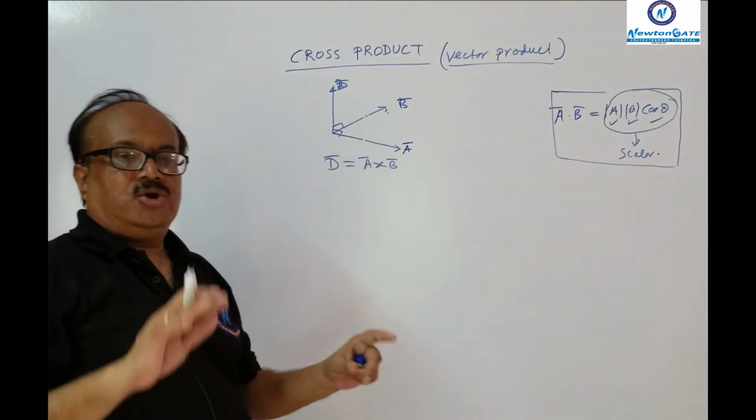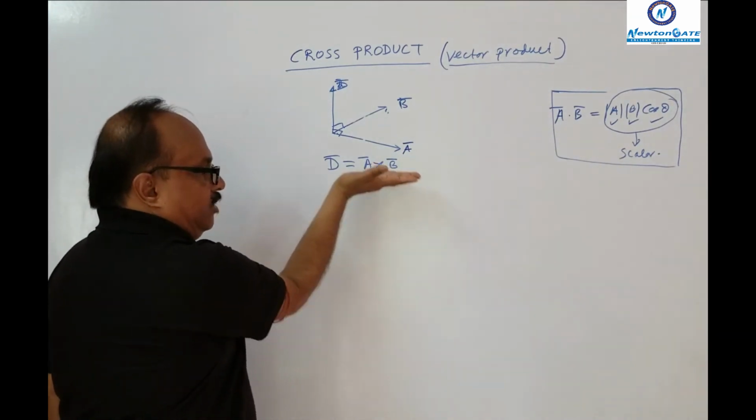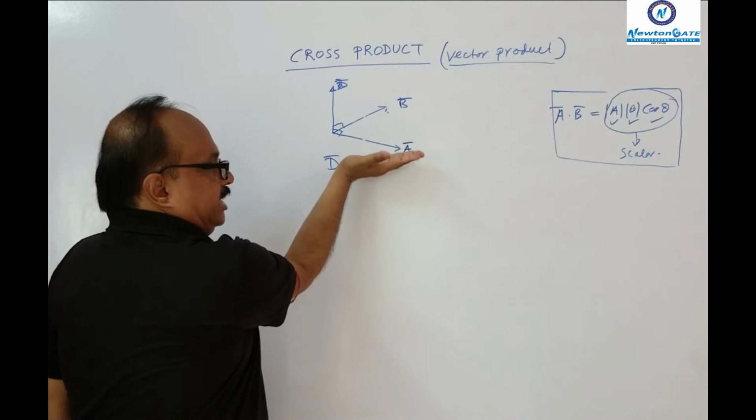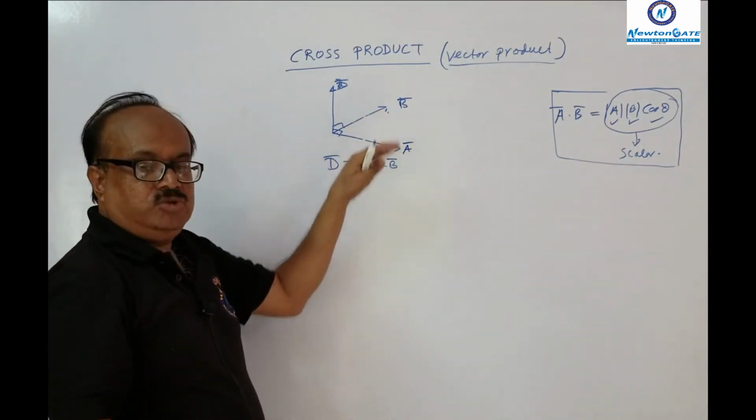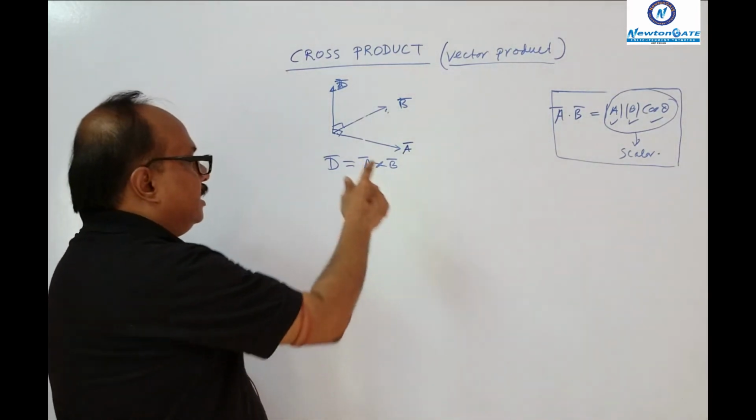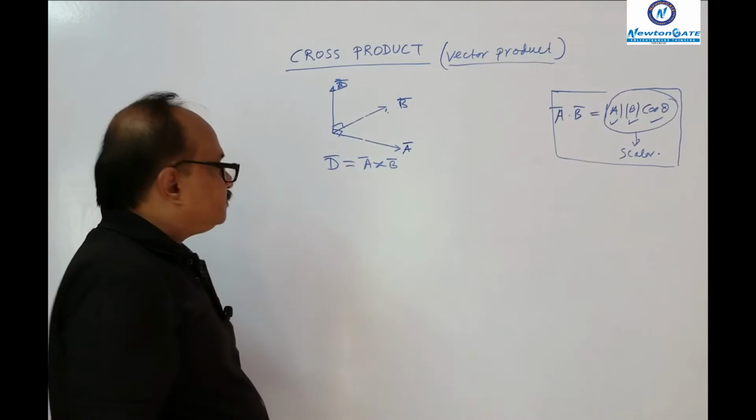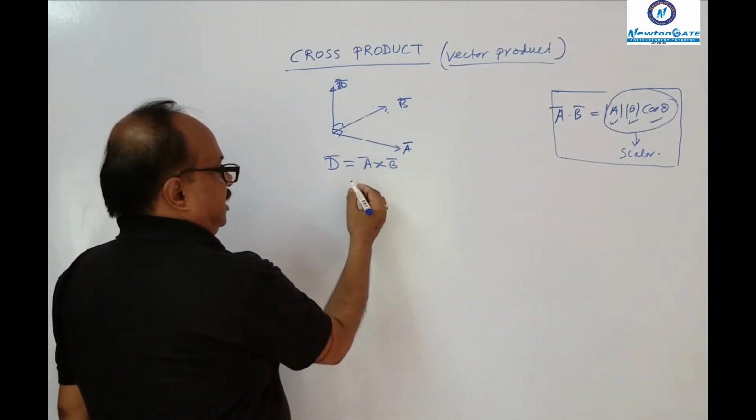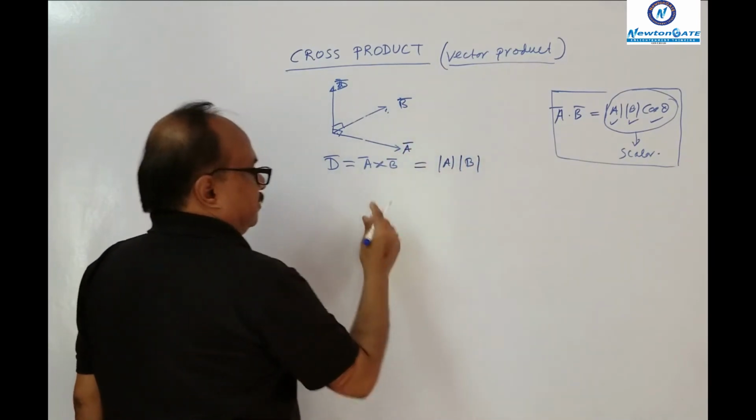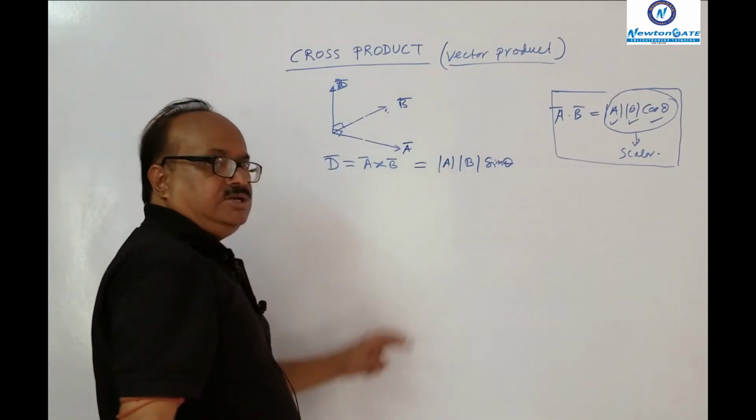That means when A is crossed with B, A is rotated along the shortest angle toward B according to your right hand thumb rule, and the thumb gives you the direction of the resultant vector of A cross B. You understand? So what is the definition of A cross B? It is magnitude of A, magnitude of B into sine theta. And as you know, this is a scalar quantity, not a vector quantity.